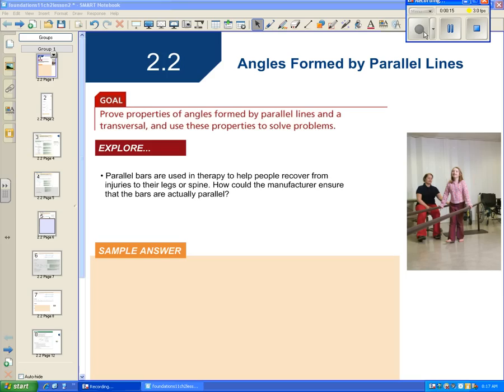Okay, so we're looking at 2.2, angles formed by parallel lines. Hopefully you're following along in the textbook. We're going to prove properties of angles formed by parallel lines and a transversal and use these properties to solve problems. Okay, this word here, prove, means we're probably going to be looking at 2-column proofs.